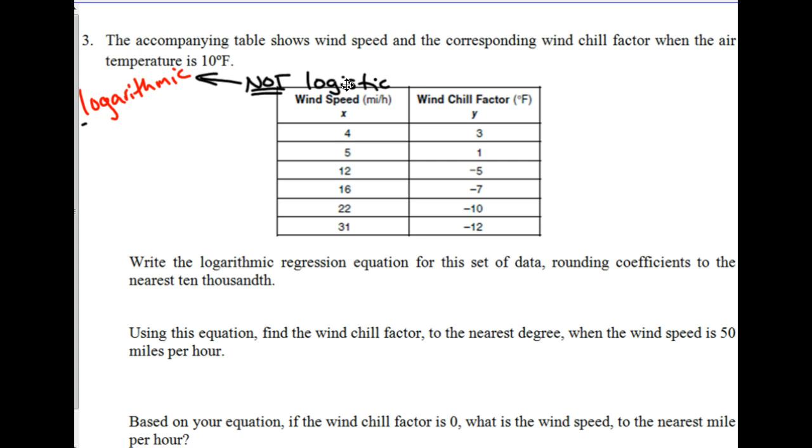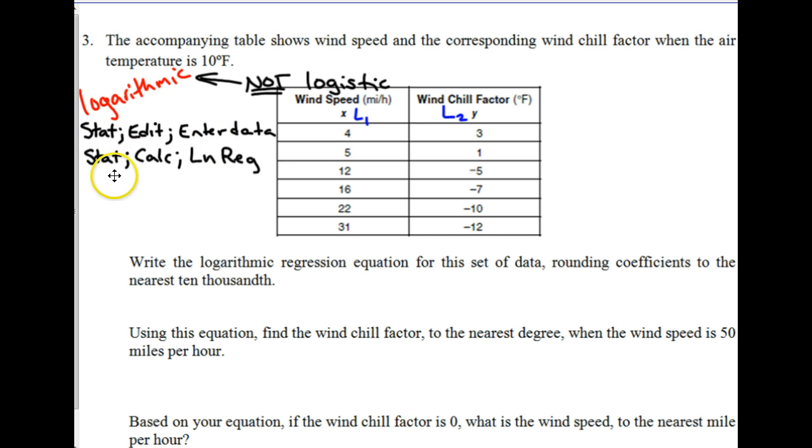Okay. So it has 3 parts. It says write the logarithmic regression, rounding the coefficients to the nearest 10,000th. So I'd like you to go in, clear out your lists L1 and L2, enter this data from the X column in L1, this Y column in L2. Okay, so we're going to call this L1, call this L2, and we're going to tell what we did. We entered the data, and then we're going to do a natural log regression, a logarithmic regression. Okay, once you've done that, I'd like you to play the recording.